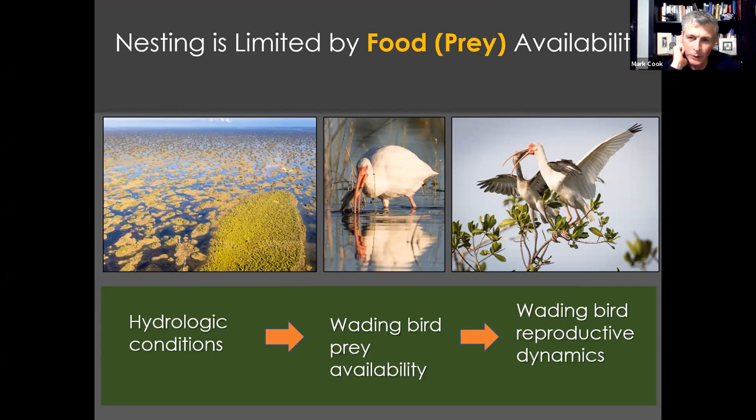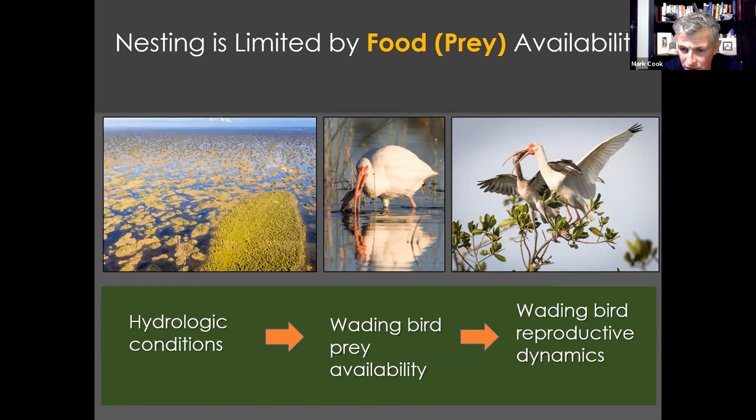So really we want to understand what it is that limits wading bird nesting in the Everglades. In essence, that's prey availability. It's their food: the aquatic animals, the small fish, the crayfish, the shrimp, and to a certain extent the smaller amphibians and other small aquatic critters. That is the main driving force of nesting in the Everglades. And that prey availability is dictated largely by hydrologic conditions.